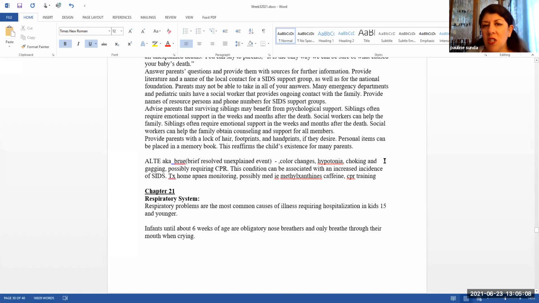Answer parents' questions and provide them with sources for further information. Provide literature and a name of the local contact for a SIDS support group, as well as for the National Foundation. Parents may not be able to take in all of your answers at the time when they're in the emergency room. Many emergency departments and pediatric units have a social worker that provides ongoing contact with the family. Provide names of resource persons and phone numbers for SIDS support groups.